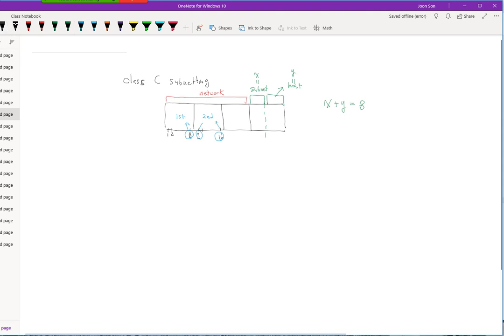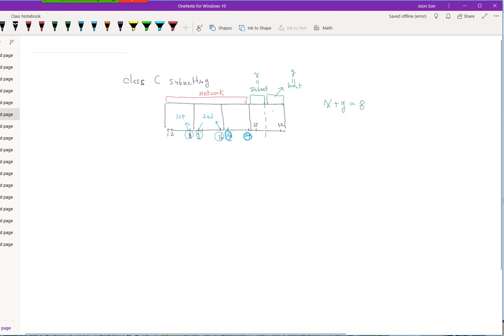And then the third octet starts from the 17th bit and ends at 24. So this is 17 and this is 24. The next one is the 25th bit, and then all the way to 32.